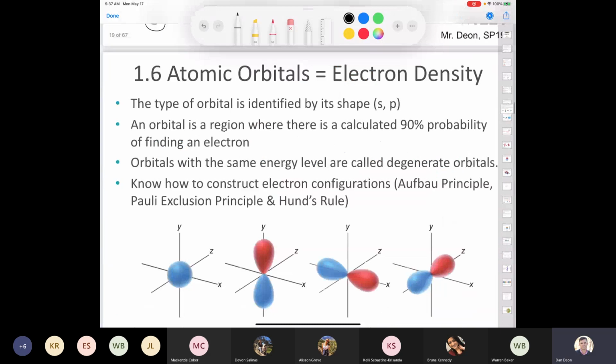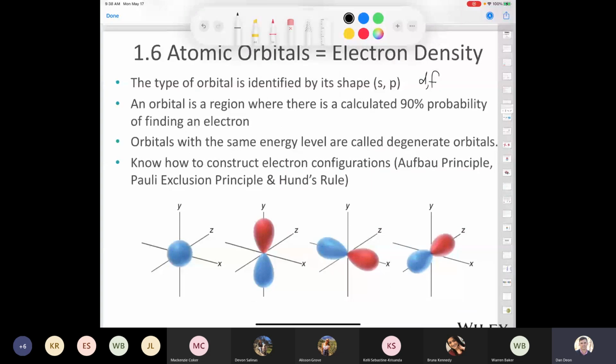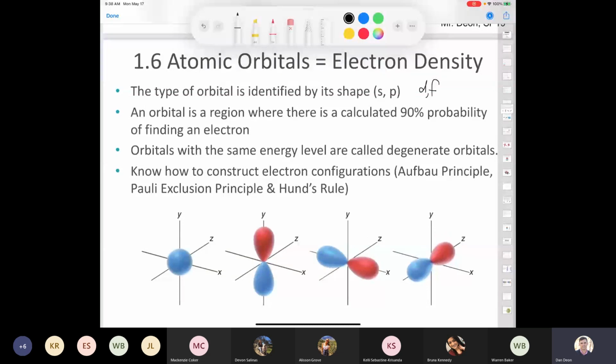Well, a type of orbital is identified by its shape. Now, of course, there are d and f orbitals, but we won't look at those in organic chemistry 1. What is the significance of an atomic orbital, the s orbital or the p orbital? It's a region of space where there's a 90% probability of finding an electron. So most of the time, we're going to find the electron in that space, whether it's the s orbital or the p orbital. What else do we need to know?